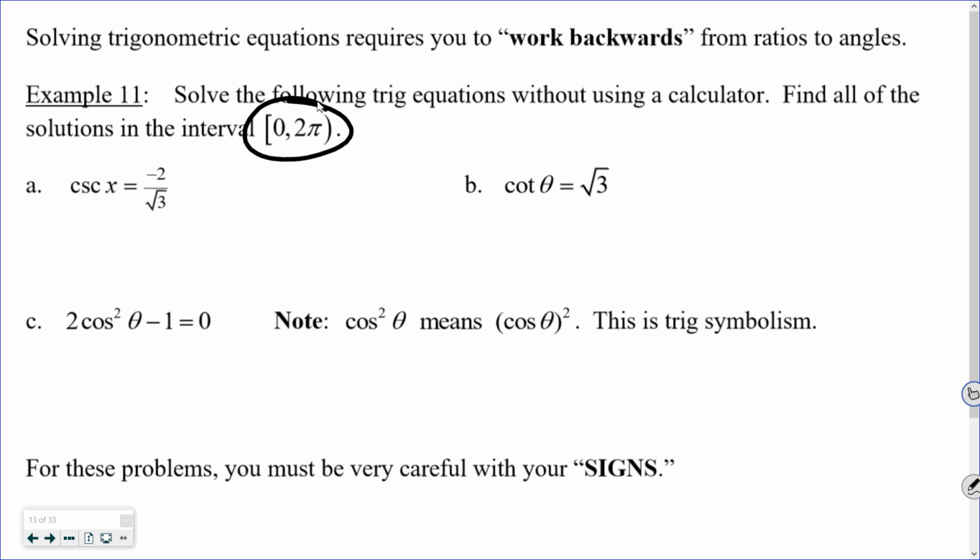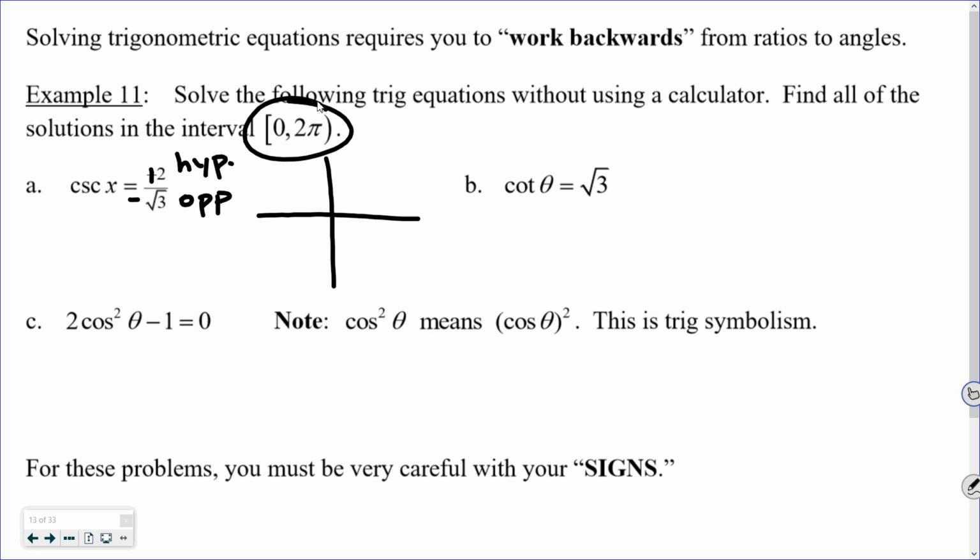To solve these, I'd always start out by saying, let's figure out what the opposite, adjacent, and hypotenuse are. Cosecant's the reciprocal of the sine. So instead of being opposite over hypotenuse, it's hypotenuse over opposite. Let's label that. Then let's draw a picture. By the way, the hypotenuse can't be negative. I can think of the hypotenuse as being a positive 2 and the opposite being a negative square root of 3. That works.